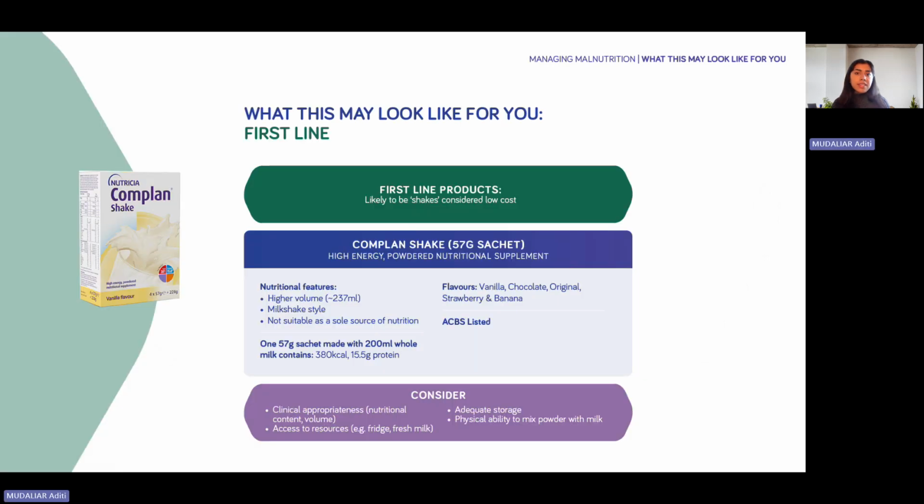Many products under the first line category are likely to be shake-style products, and these are typically considered low cost. These will also be high in calories with a standard amount of protein, so around that 12 grams of protein mark, and are recommended to be made up with milk. For some, these can be self-purchased in supermarkets, pharmacies, and online. And it's important to note that not all powdered supplements contain a full range of vitamins and minerals. At Nutricia, we have our version of this under the brand Complan. This is a high-energy, high-volume powdered supplement.